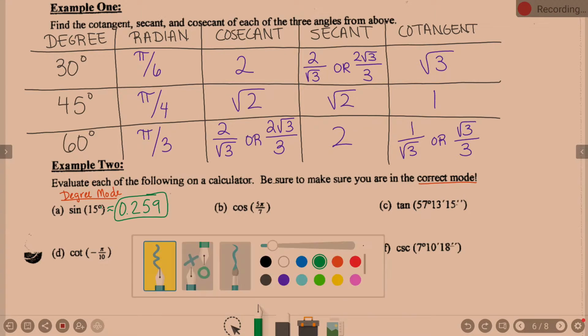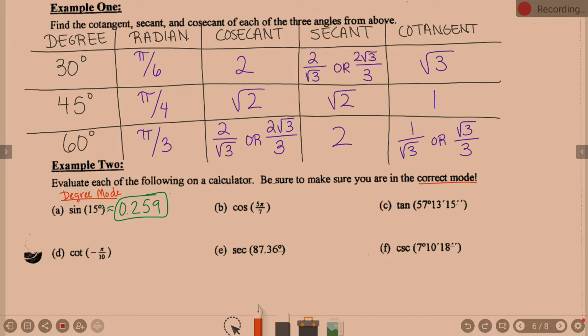Okay, B. What are we doing this time? Cosine of 5 pi over 7. You don't have to necessarily use a fraction bar. You can just do cosine of 5 pi over 7 like that. Does your answer match my answer? I didn't really say it, but what did I have to do in there? Switch to radians. Why did I switch to radians?